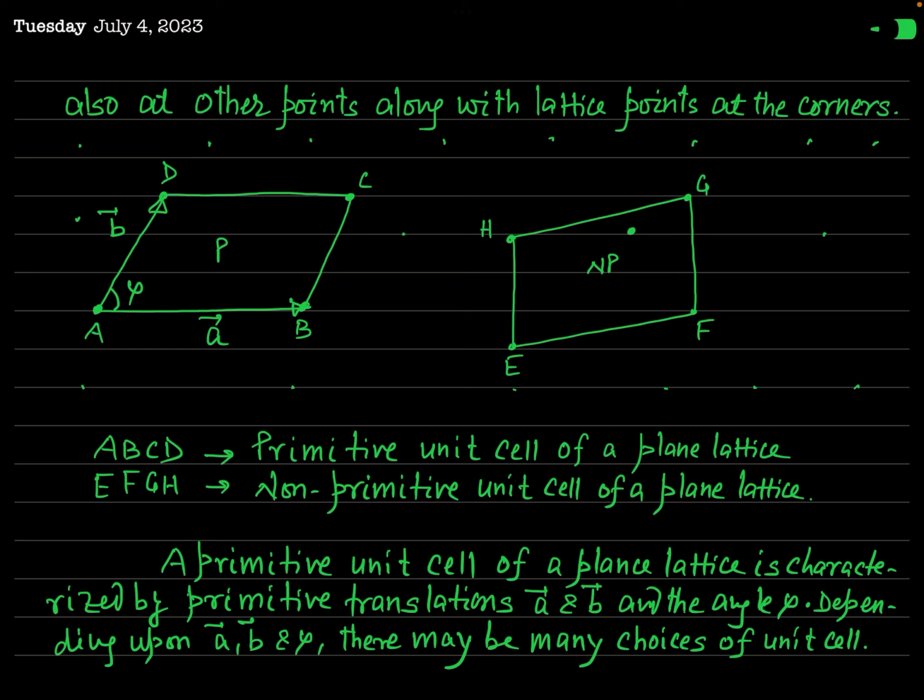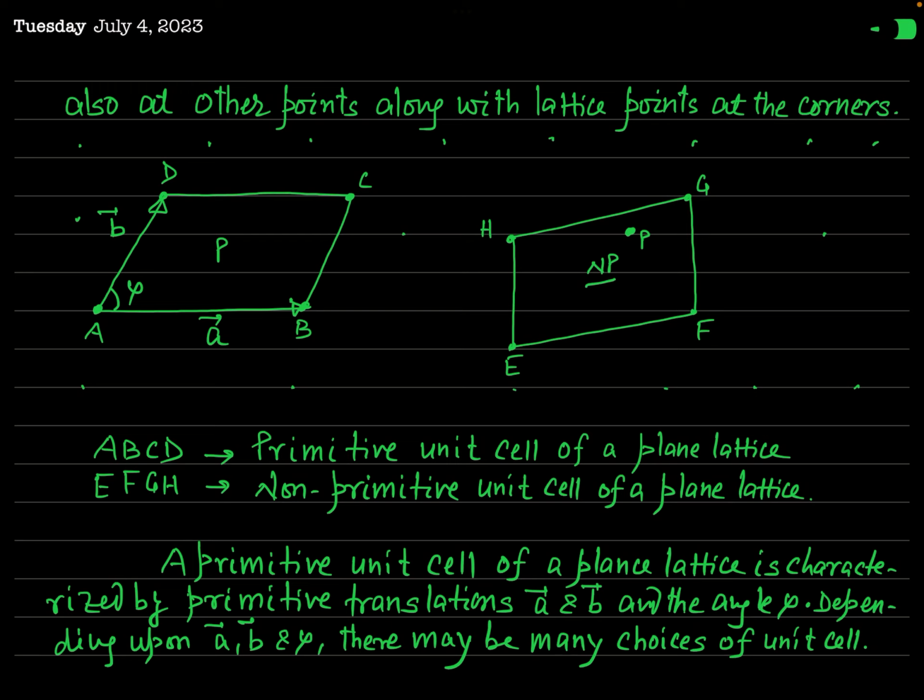But in the second figure you can see, apart from the lattice points at the four corners E, F, G and H, there is a lattice point also lying, let us say, at this point P, which is not at the corner of this parallelogram. So this EFGH parallelogram represents a unit cell which is not primitive. It is non-primitive. I have marked it here NP, which means non-primitive.